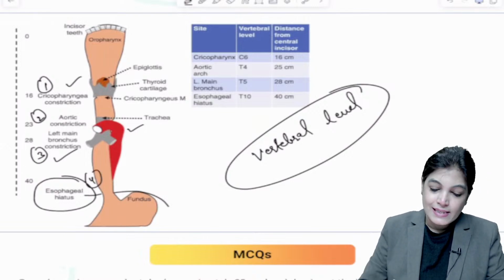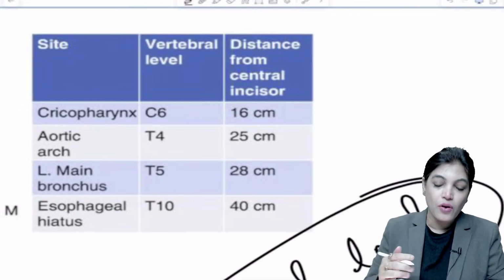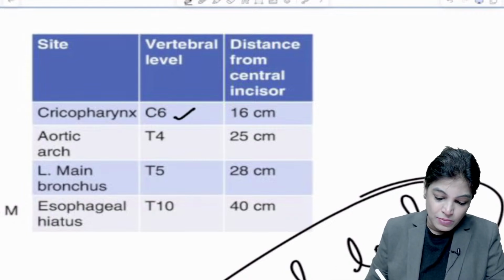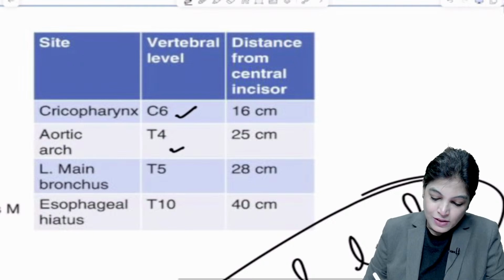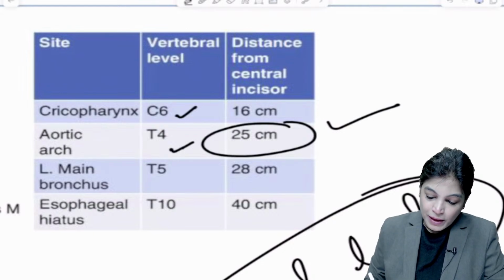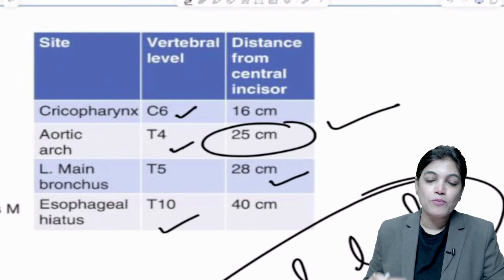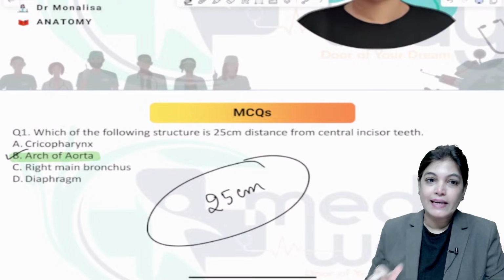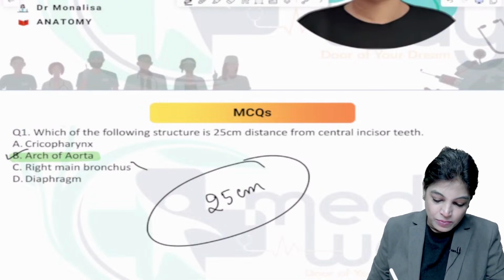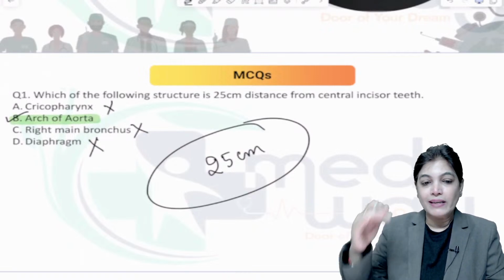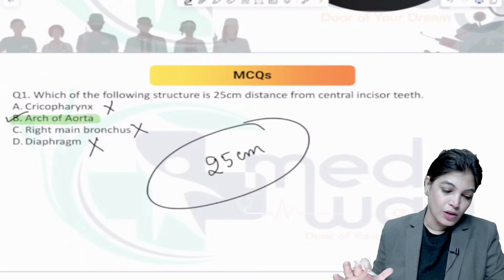Approximate distances: the cricopharyngeus is located at the level of C6 cervical vertebra, at approximately 15 to 16 centimeters. Arch of aorta, a few books have also mentioned as 23.5 centimeters, but we will mark 25 as the right answer. The left main bronchus is at 28 to 30, and the esophageal hiatus is approximately 37.5 to 40 centimeters. So arch of aorta is the most correct answer here. The right main bronchus does not form any constriction, so it is wrong. Cricopharyngeus is at 15 centimeters only, so it is wrong. The esophageal diaphragmatic opening lies much lower, so it is also not the right answer.